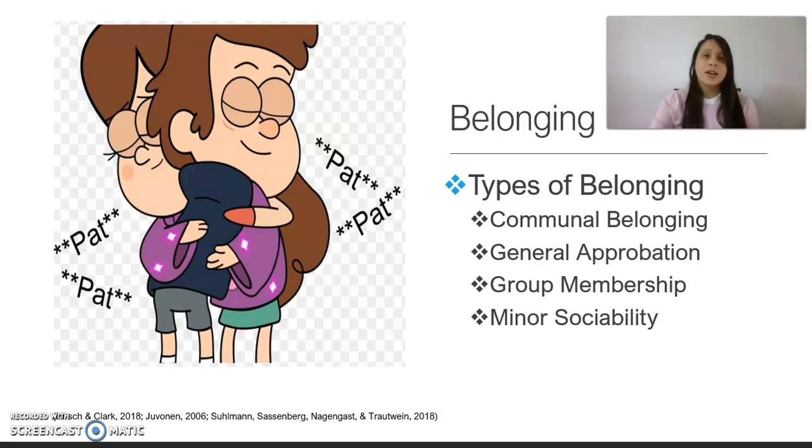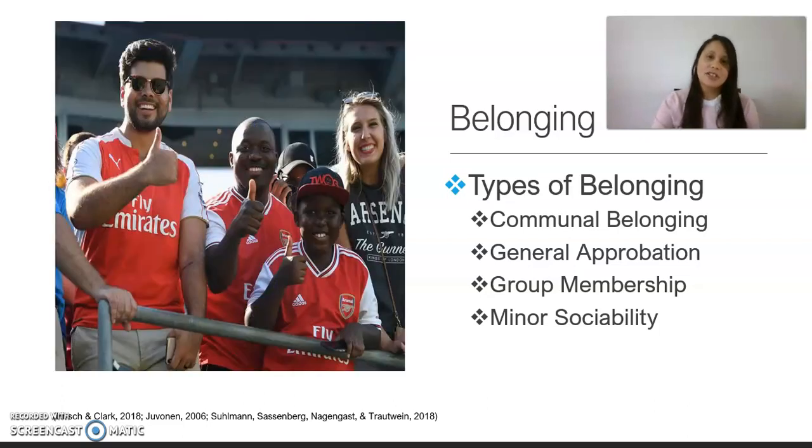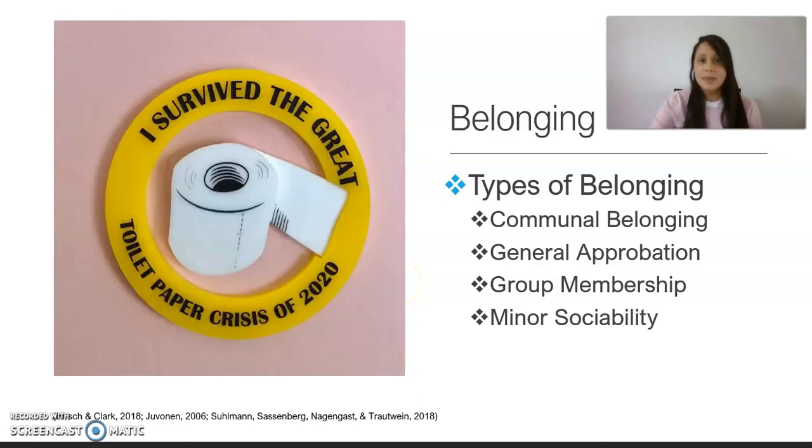There are four types of belonging. The first type of belonging is communal belonging. Communal belonging are close-knit relationships that individuals have with each other. There's also general appropriation. General appropriation is the acquisition of things or statuses. In this case, it could be the acquisition of a team jersey. There's also group membership. Group membership is the individual's identification with a particular group of people regarding a particular situation.